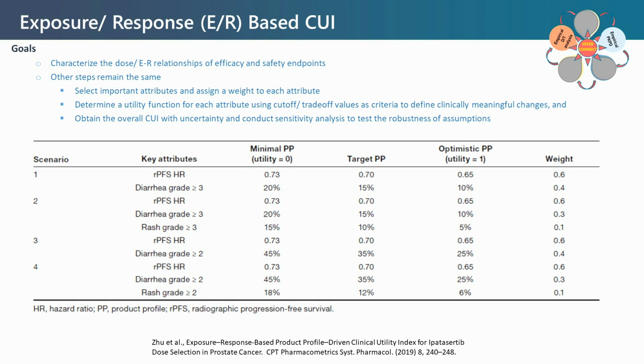This table shows the key attributes, the minimum product profile, or the utility is equal to 0, target product profile, opportunistic product profile, and the appropriate weight. So as you can see, under different scenarios, you have different utility scores, and that allows the decision maker to make the right choice under uncertainty.